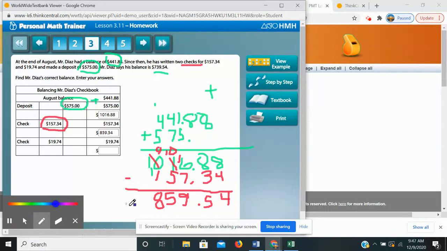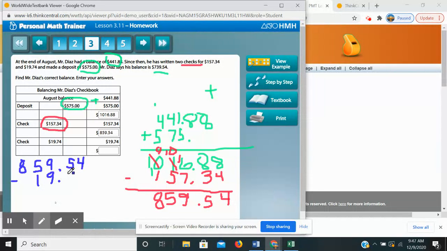Again, a check is taking out money. So I'm just going to do my work over here. He had that $859.54. He wrote another check. That's the operation of subtraction in the amount of $19.74. So again, I subtract.